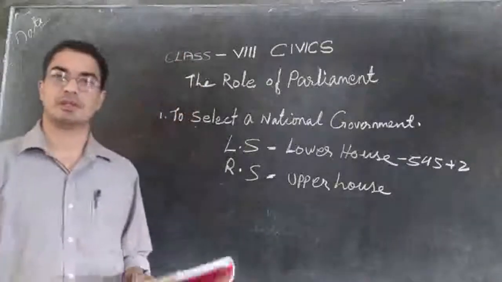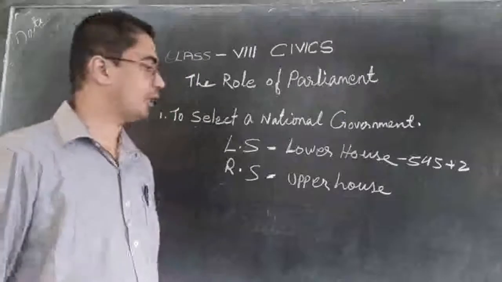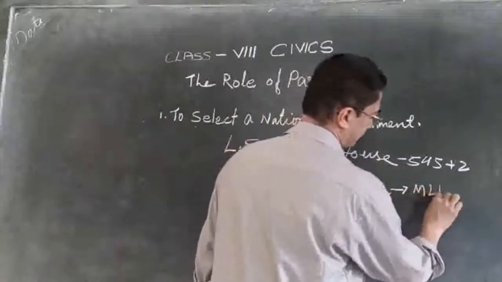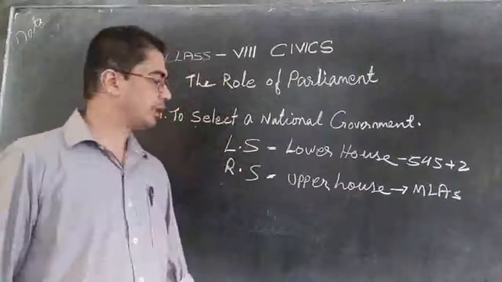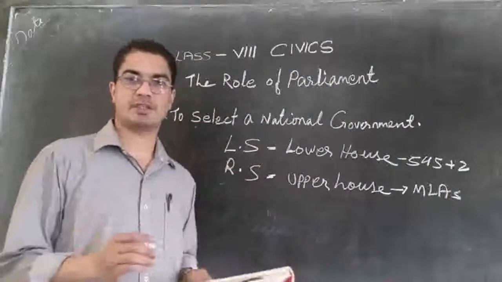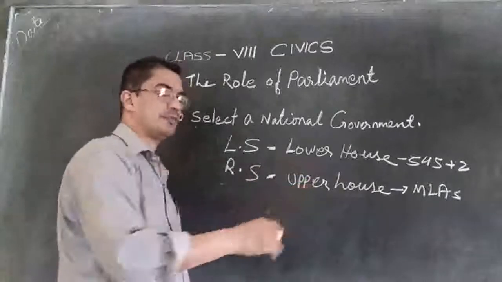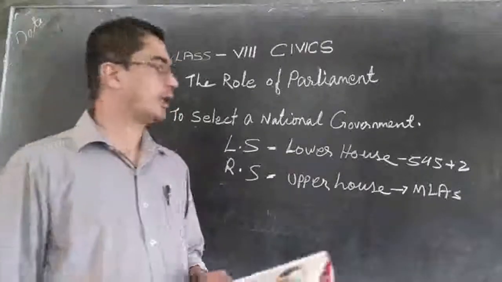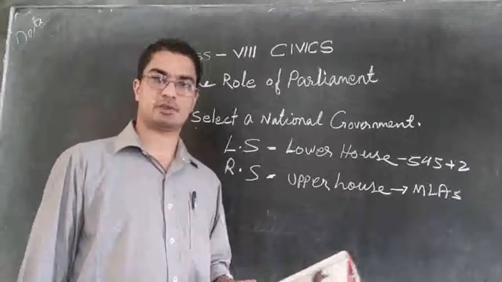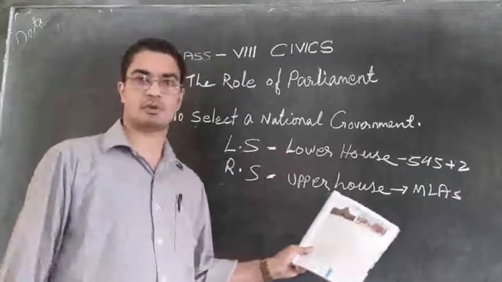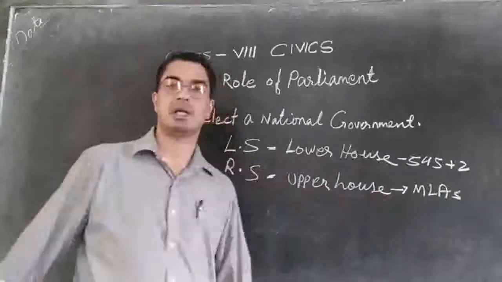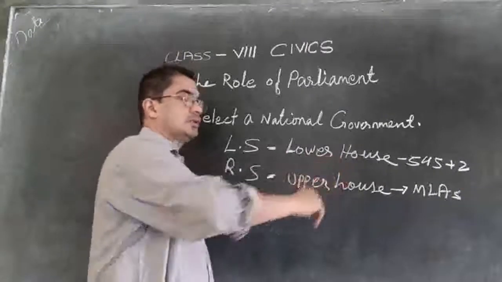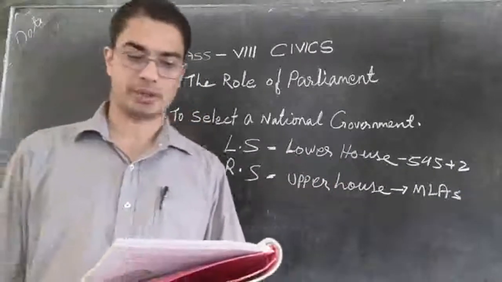And the upper house is not elected by the people directly, but who elects the members of the Rajya Sabha? They are elected by MLAs. So it is the MLAs who decide. From each state, so many seats are there, and the MLAs of that state assembly will decide whom they want to vote for. So accordingly, the members of the upper house will be elected. They are also known as MPs. Upper house members are also known as MPs, and they are elected by MLAs. People don't go for voting for the Rajya Sabha member election, but only for the Lok Sabha do people go for voting.